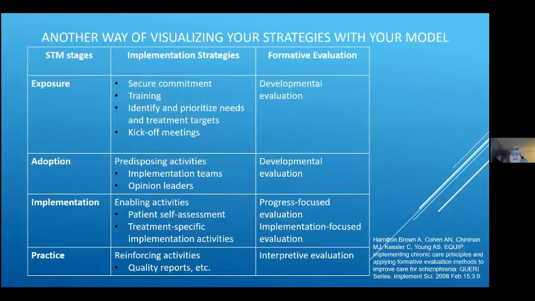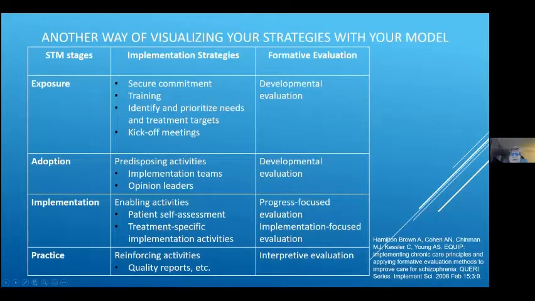Work that I had done a long time ago with my colleagues Alex Young, Amy Cohen, and Matt Chinman. We used what was at the time called the Simpson transfer model, that program change model I showed you a little while ago. And we just set up the stages that you see on the left with the strategies we were using during each stage and the type of evaluation we were doing during each stage. So this is just an example of how you can set up your information.